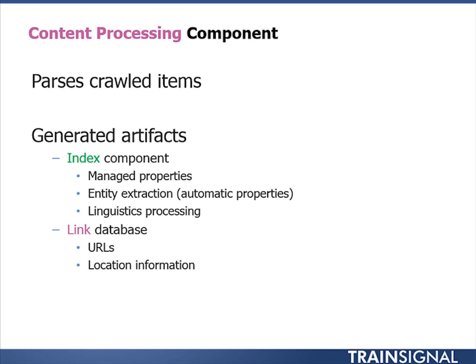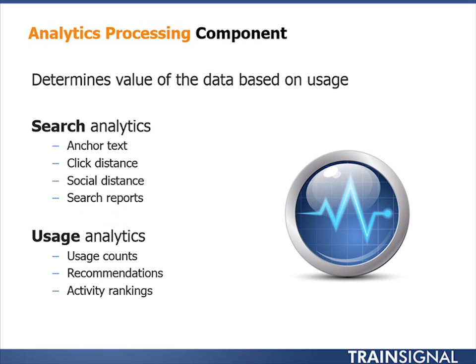The other component that it's going to generate is going to be the link database. The link database is going to contain our URLs, and it's going to contain information about where our data is, in particular in relation to where that data happens to be to other data, to our favored authoritative sources, and even some degree of social networking as well. Now that link database is going to be utilized by the analytics processing component. The whole goal of our analytics processing component is to determine what the value is of the data based on usage.